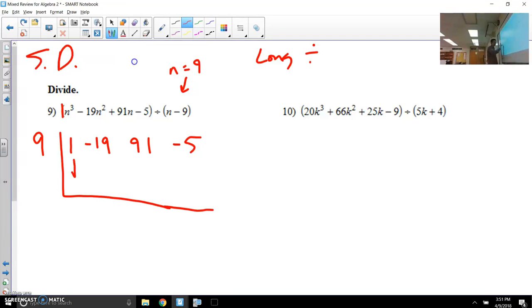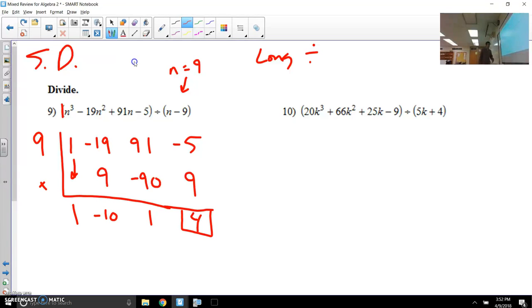So we need to drop the first value and then multiply. 9 times 1 is 9. Now the reason you drop that first value is because technically you're adding, but there's nothing here. So we're adding 1 with 0 to get 1. So let's keep adding. If you add these, you get a negative 10. Let's multiply 9 times negative 10. That's negative 90. We add these together and you get 1. We multiply again, 9 times 1, that's 9. And because this is the last number, this represents our remainder, and that gives us positive 4.